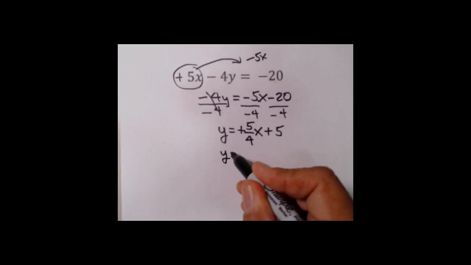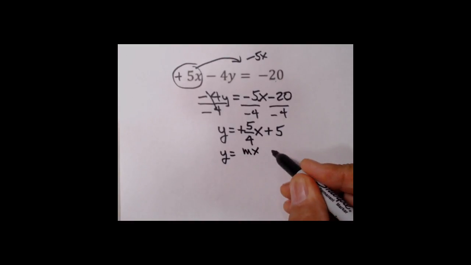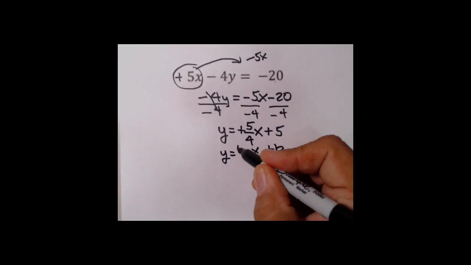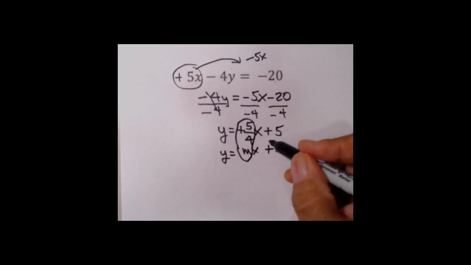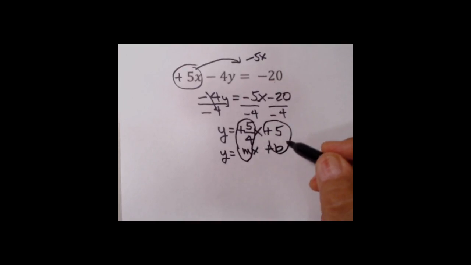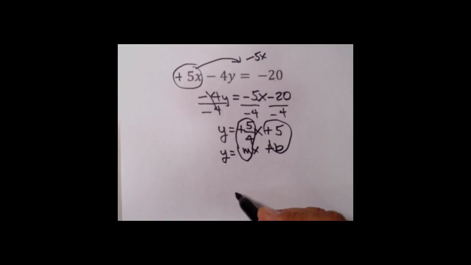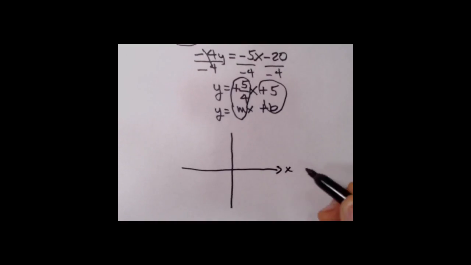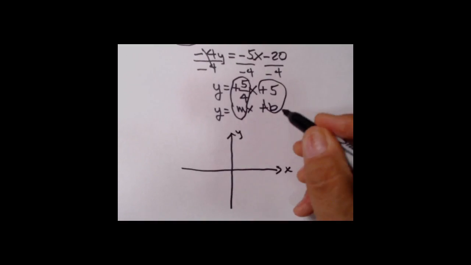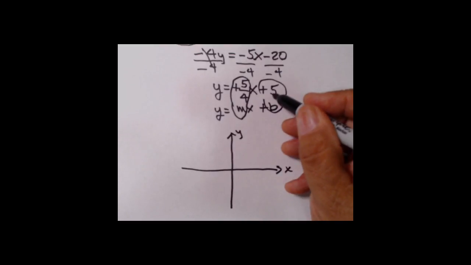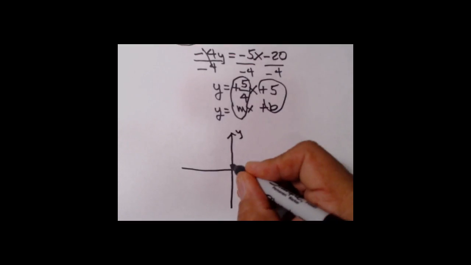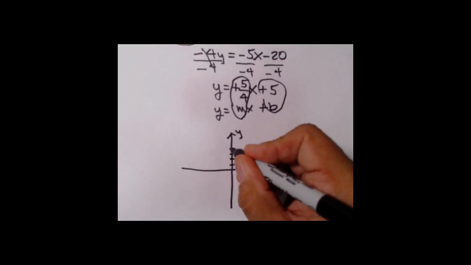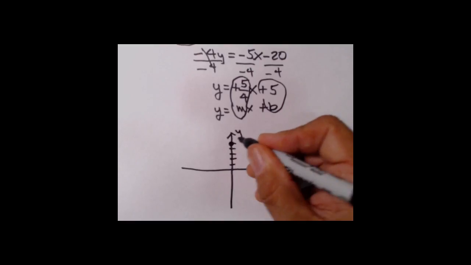So, of course, now we can match up y equals mx plus b. The m here is going to be plus 5/4, and the b is plus 5. Now let's graph this up. Make ourselves an x and y axis here. x going to the right, y going upstairs. And b equals plus 5 is our first point. So 1, 2, 3, 4, 5 right there.